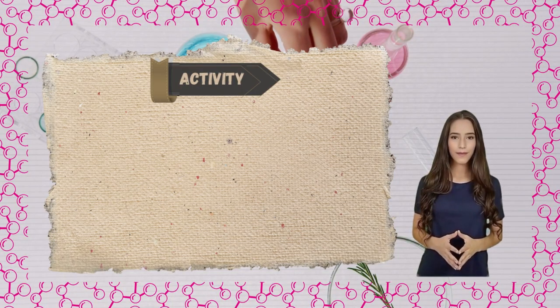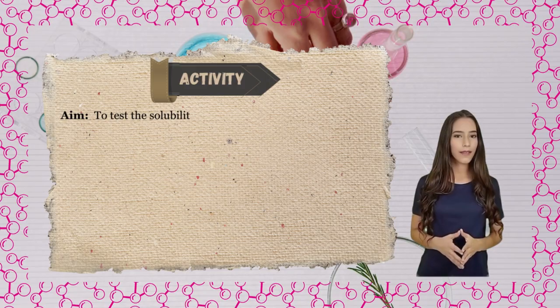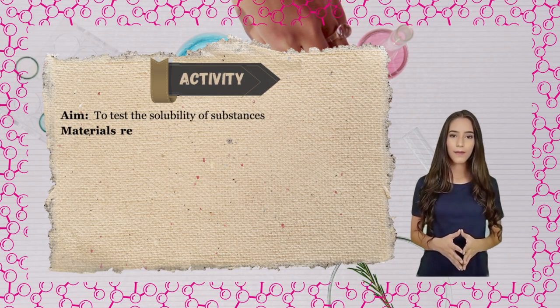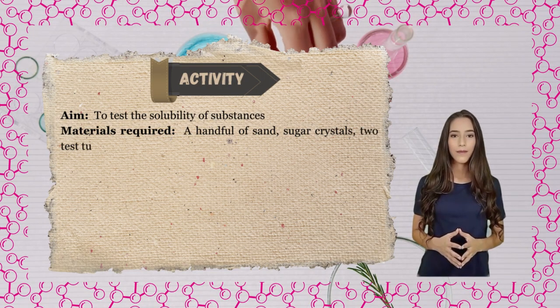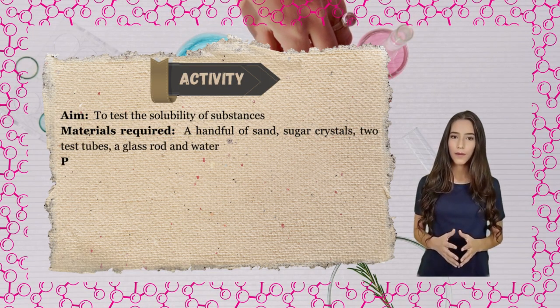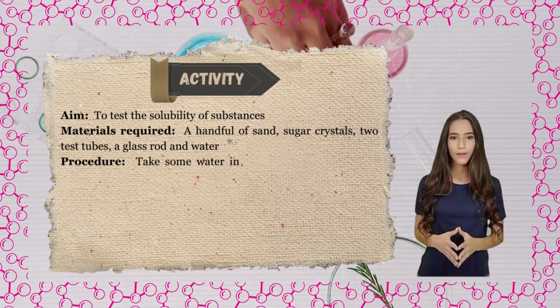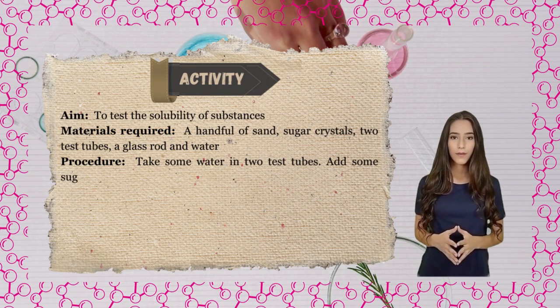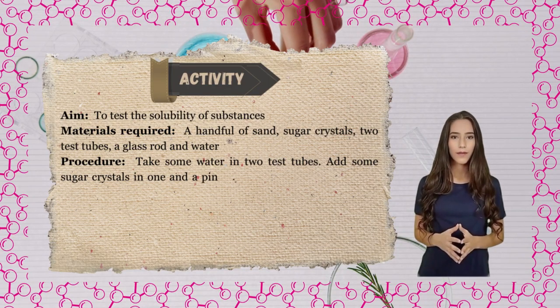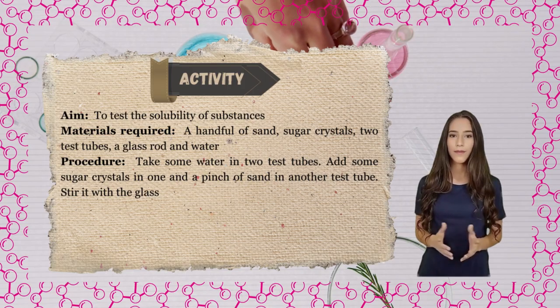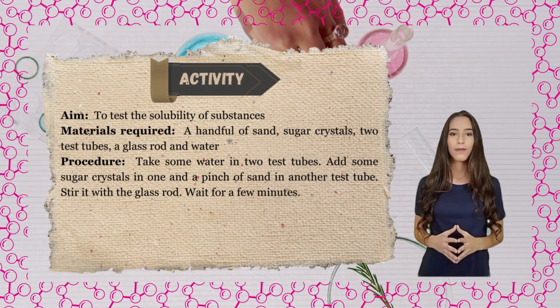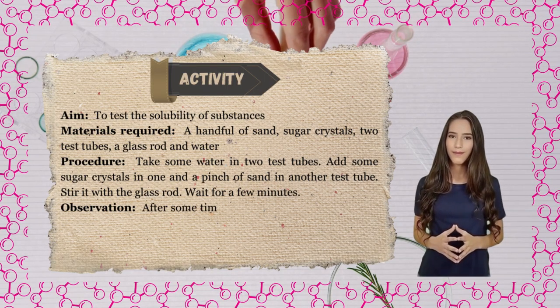Activity. Aim: to test the solubility of substances. Materials required: a handful of sand, sugar crystals, two test tubes, a glass rod and water. Procedure: take some water in two test tubes. Add some sugar crystals in one and a pinch of sand in another test tube. Stir it with the glass rod. Wait for a few minutes.